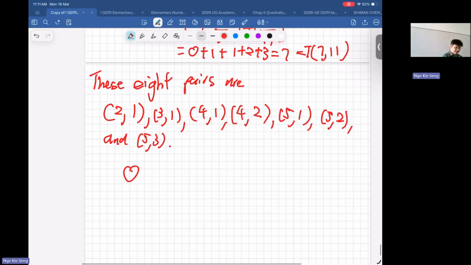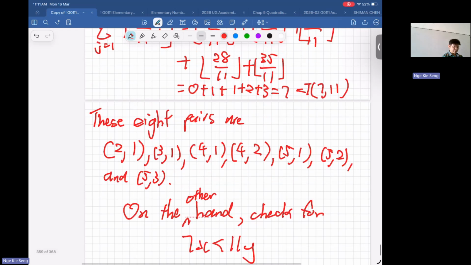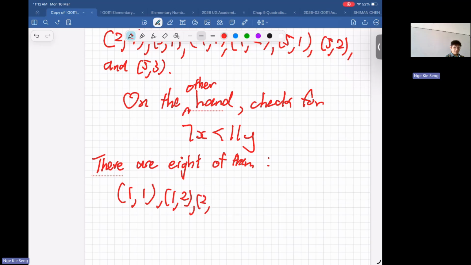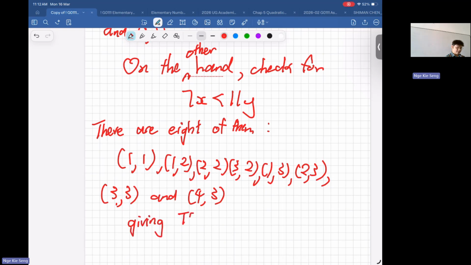But on the other hand, we can look at the other condition: check for 7x less than 11y. We change the other direction, and using the same technique, we will see that there are 8 of them. Namely 1,1, 1,2, 2,2, 3,2, 1,3, 2,3, and then 3,3, and then 4,3. So this will give T11,7.